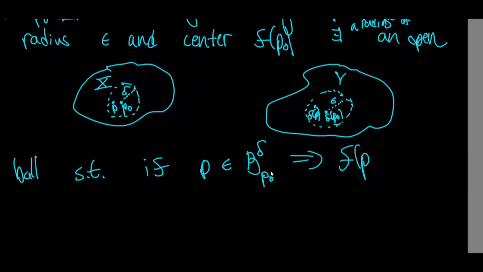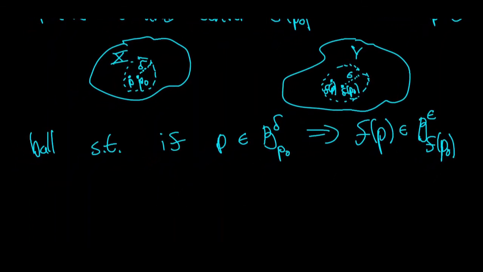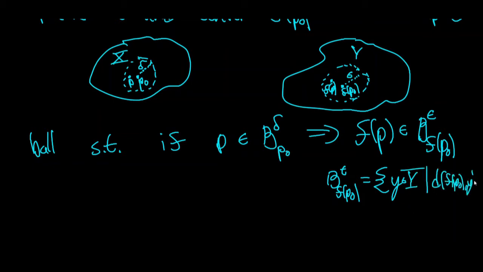So, such that, I forgot to complete this, given that p is in the open ball of center p naught and radius delta, then that implies that f of p is in the open ball of center f of p naught and radius epsilon. Now, just a quick aside here, by definition of an open ball, say f of p naught, radius epsilon, this is defined to be all points y in the set y, such that the distance between f of p naught and y is strictly less than epsilon.